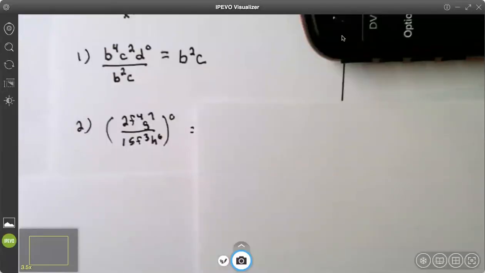Try number 2. On number 2, I've got a lot of stuff going on, but it's all in parentheses, and everything in parentheses is to the 0 power. So everything in parentheses just equals 1.